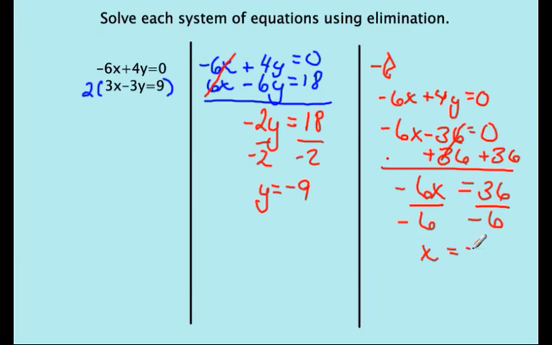So that's our ordered pair. Negative 6 for the x and negative 9 for the y. Don't forget to check your work when you're doing these on your own. Let's take a look at one more example.